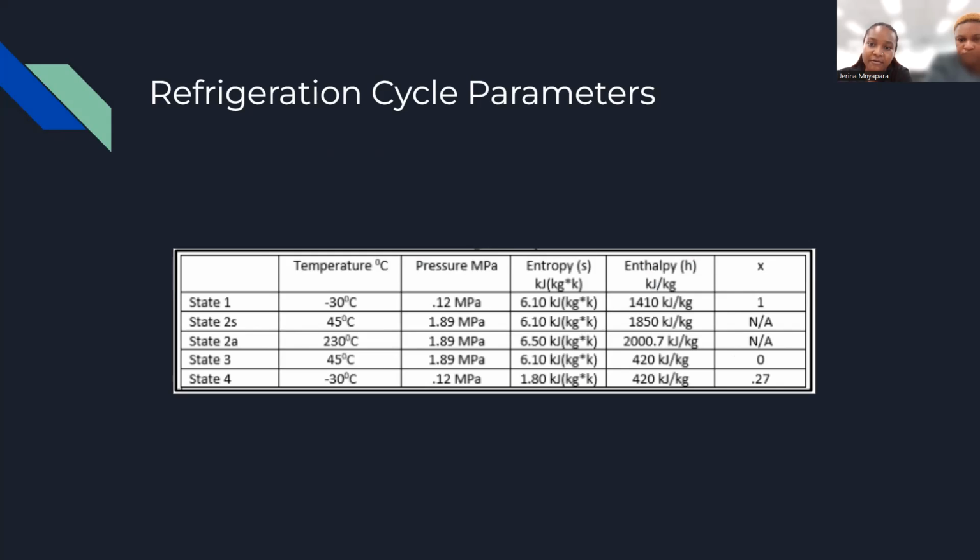Along with the quality. At state 1, we have 1 because it's on the saturated line. Then at state 2, isentropically and actual, it's superheated, so we can determine the accurate number, but of course it has to be greater than 1. At state 3, we have 0. And at state 4, we have 0.27, which is also 27%.